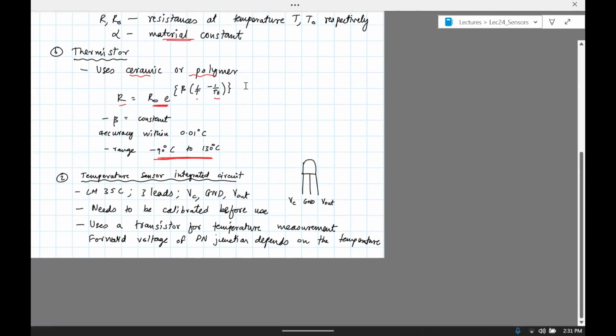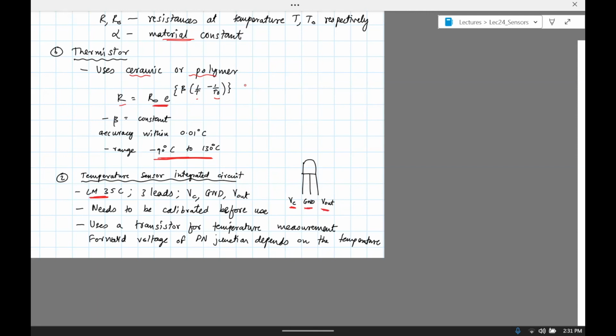Here's another way of doing it. There's an IC you can buy. It's the LM35C IC. There's a Vcc, ground, and Vout, just three terminals. You connect this to a voltage source, and Vout measures the voltage.